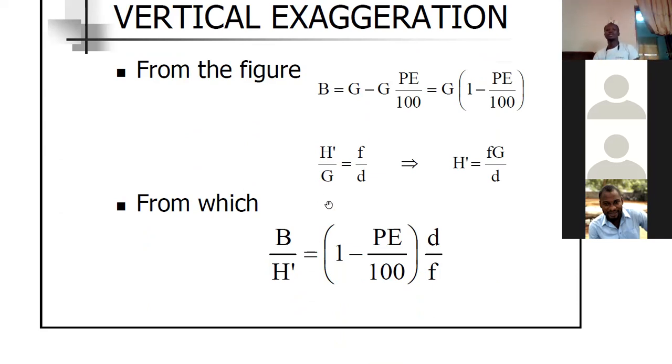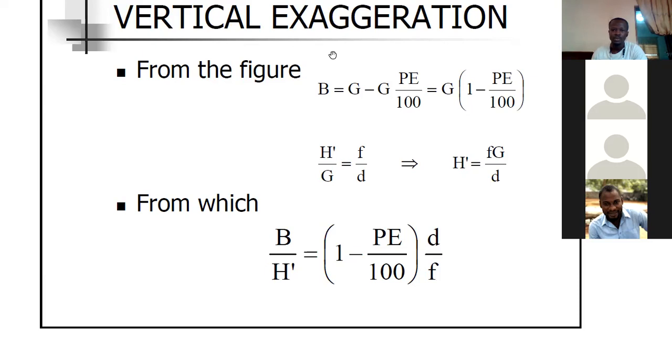Okay, so we can say B. Here it's a very tricky thing. If B is equal to J minus that, and H is FJ over D, we can write this relationship. I don't know if you get it. Let me use my annotation to show you.